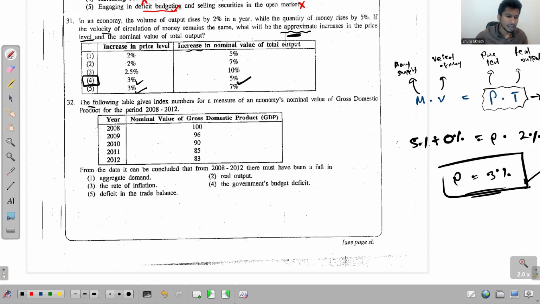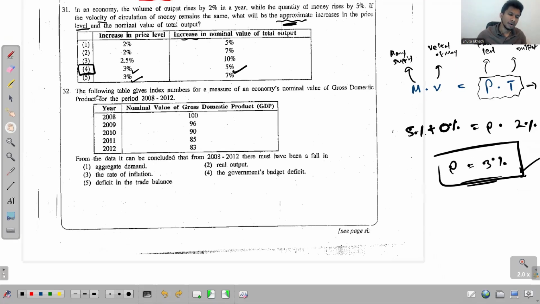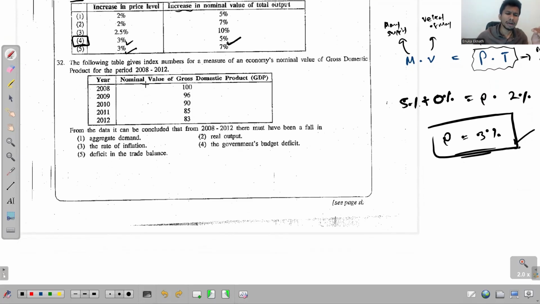It says the following table gives index numbers for a measure of an economy's nominal value of gross domestic product for the period from 2008 to 2012. All right. So what has happened to this nominal GDP? The nominal GDP has decreased. And in the previous question, you learned how to calculate this nominal GDP. So the product of these two we recognize to be the nominal output, right?